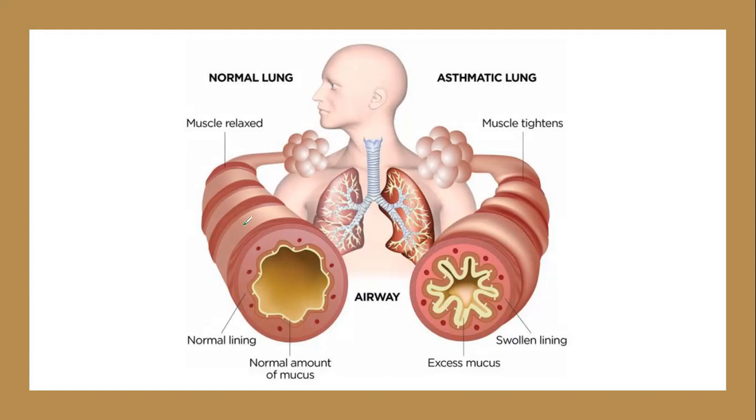Now, in a normal lung, the bronchi, this is normal. You can see normal amount of mucus and the muscles are usually relaxed. But in an asthmatic lung, the muscles are usually tight with a swollen lining and excess mucus production, and you can see bronchoconstriction, but this is reversible.